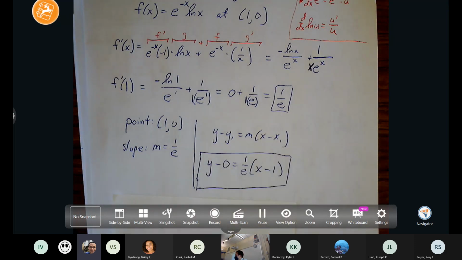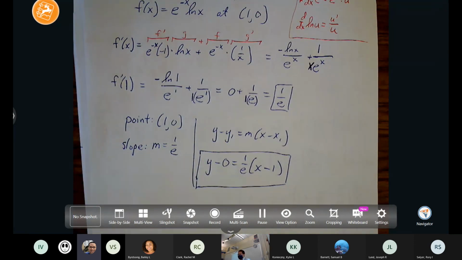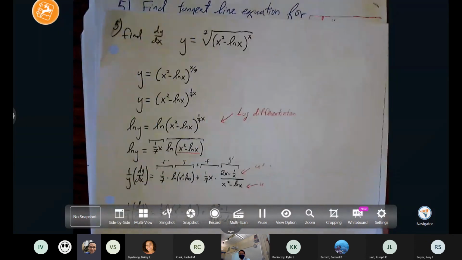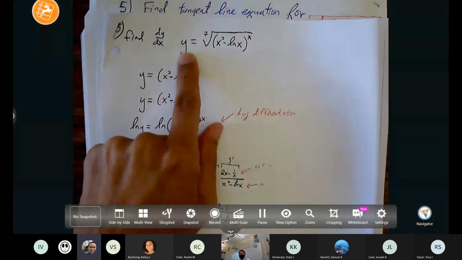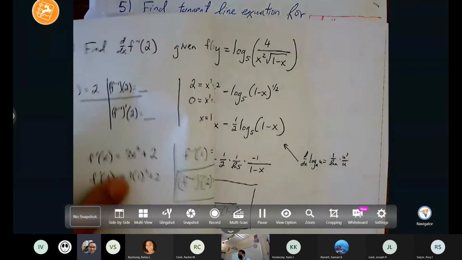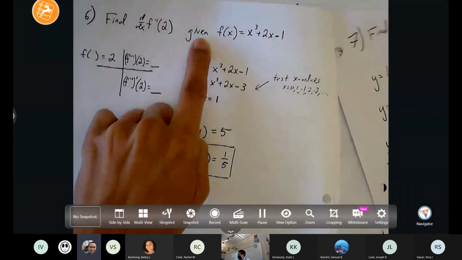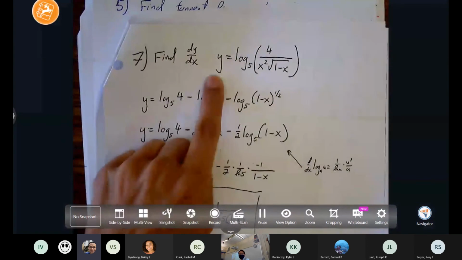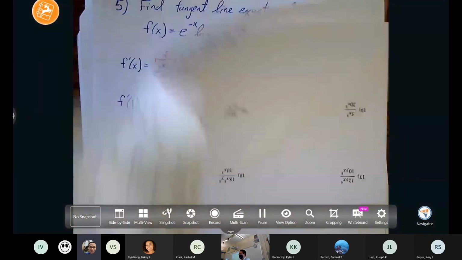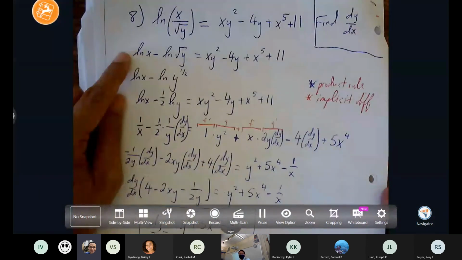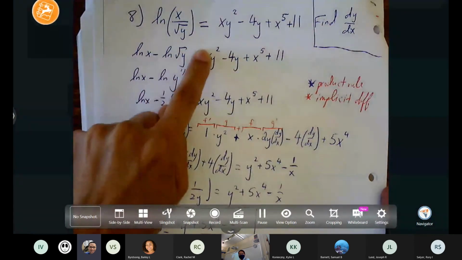Okay, any questions here? So in class, I rushed through these problems. Got an implicit, log differentiation here. Got a derivative inverse at a point. Log expansion followed by derivatives. And then implicit expansion product rule.